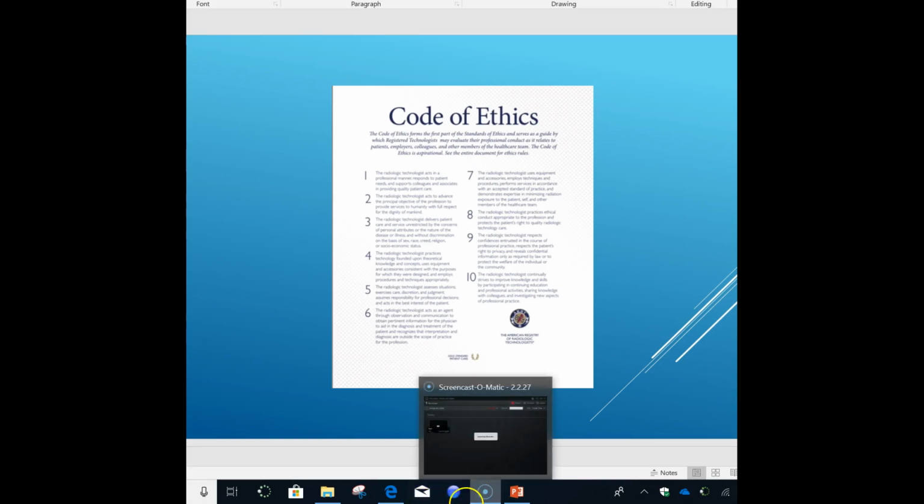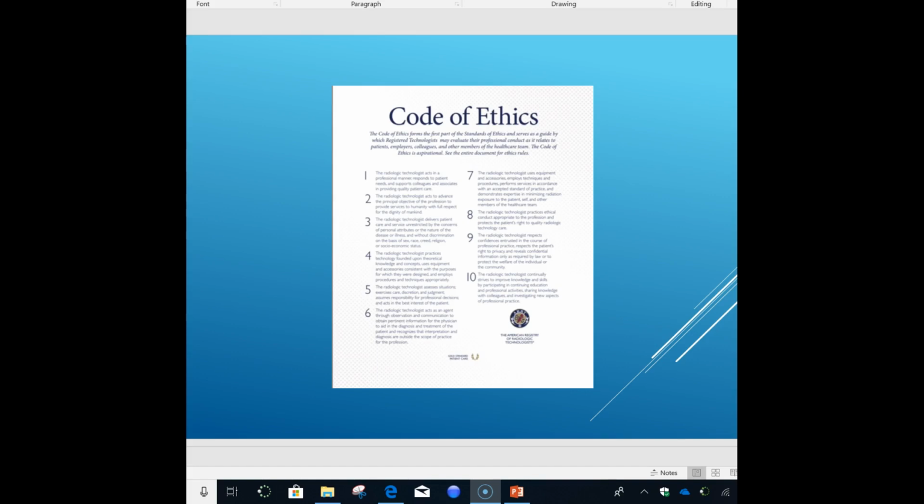Number four, the rad tech practices technology founded upon theoretical knowledge and concepts, uses equipment and accessories consistent with the purposes for which they were designed, and employs procedures and techniques appropriately. Number five, the rad tech assesses situations, exercises care, discretion, and judgment, assumes responsibility for professional decisions, and acts in the best interest of the patient.